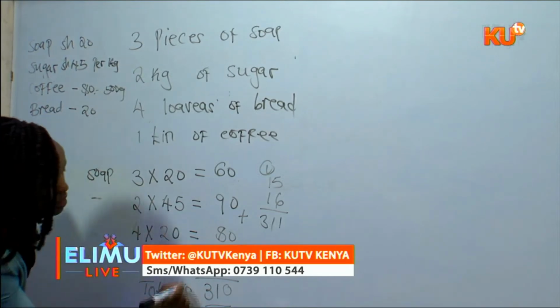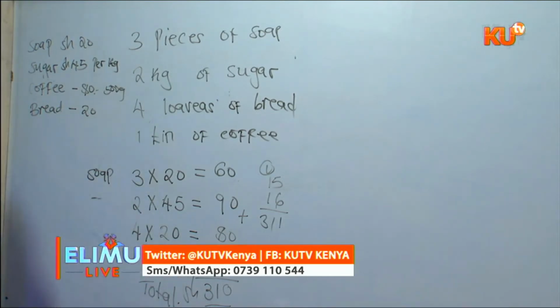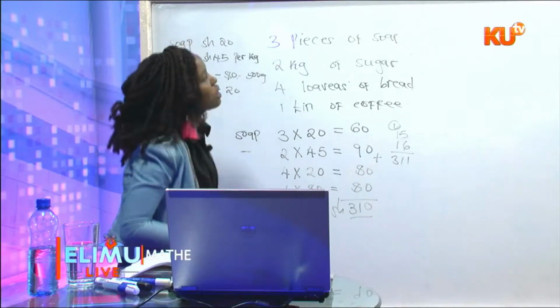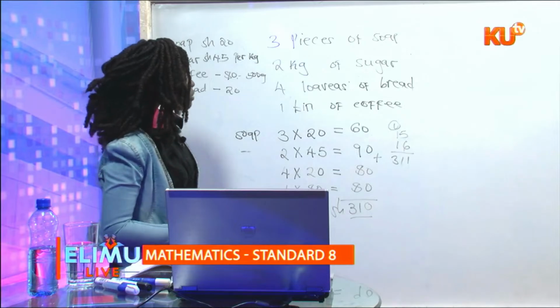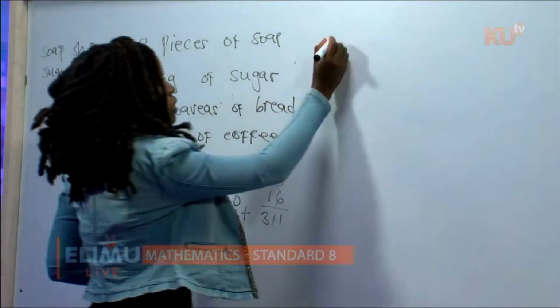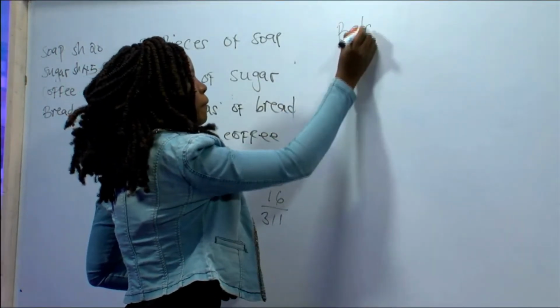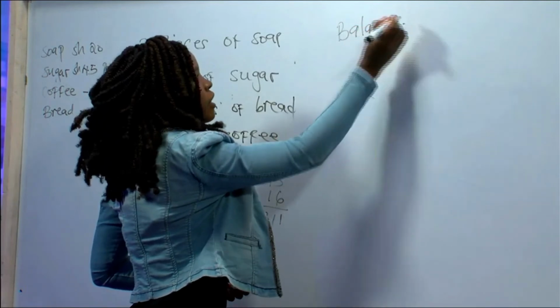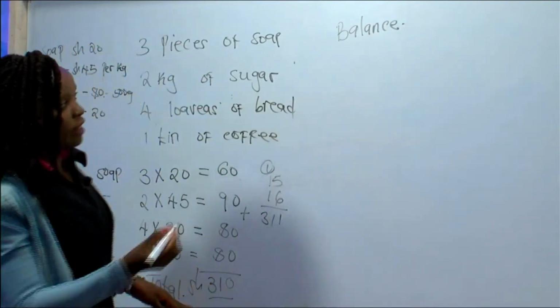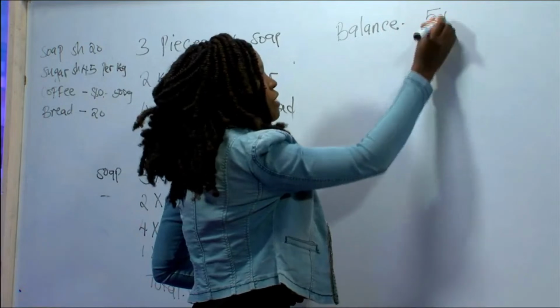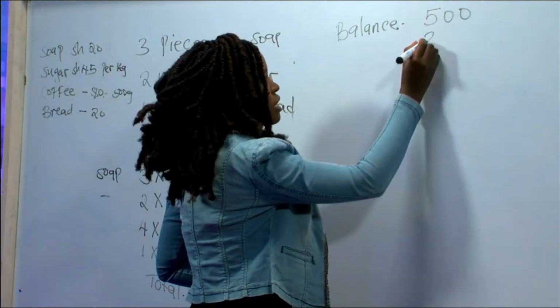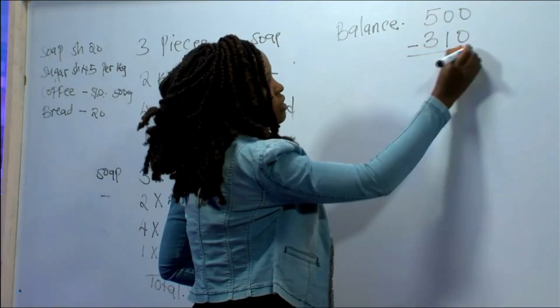So the total cost is 310 shillings. Then the question is, how much did she receive as balance if she paid 500 notes to the shopkeeper? So this is the total cost of the items. So we get the balance. To get the balance, we take the amount that she gave, 500 minus 310 shillings.